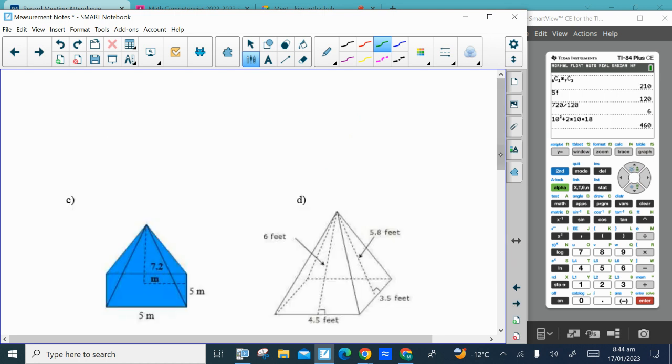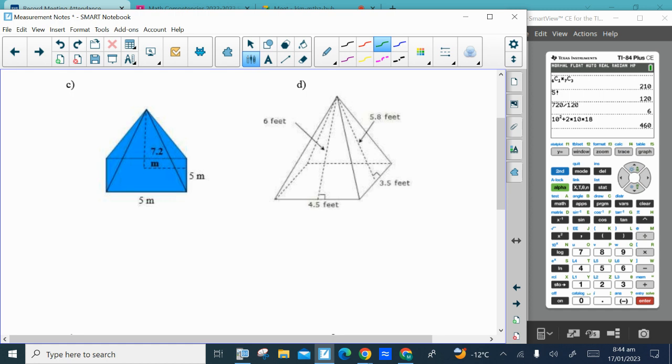Now, if you go on to the next page, because B is the exact same, but C is a little bit different, and the reason for that is because we're not given the height of each triangular face. We're given the actual height of the pyramid. So we need to calculate what the height of each triangular face is.